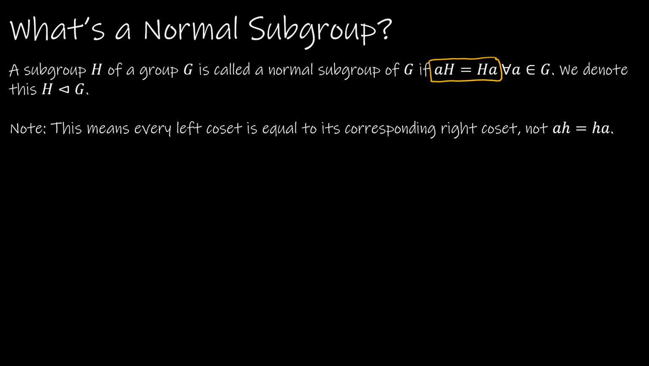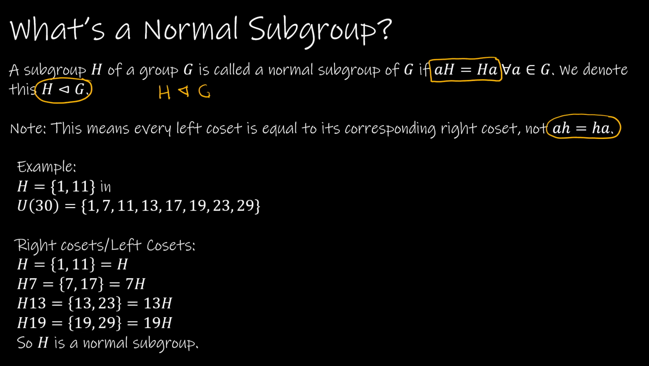So note that we are not saying that aH has to equal Ha for all a in G. We're saying that the left cosets must equal the right cosets for all a in G. Note the way that we denote this. This means H is a normal subgroup of G, so essentially it's like saying it's a subgroup, but closing it off means it's a normal subgroup. So let's look at a couple of examples.